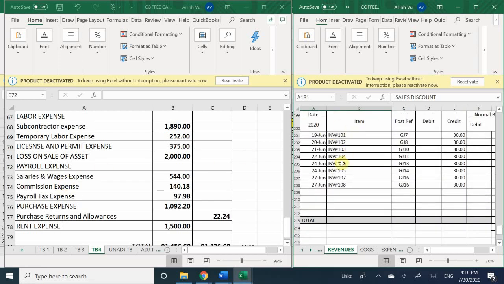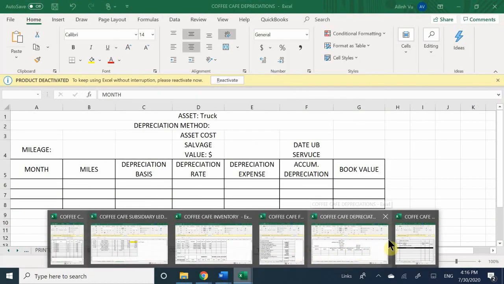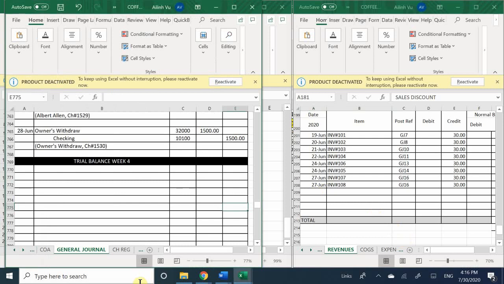Why is the journal on this side? I don't know. No, that's not the journal. This one is. This one is. This one is. Okay. All right.